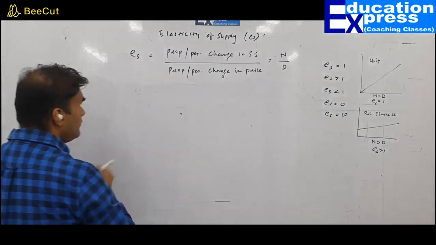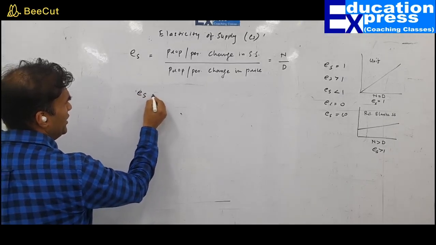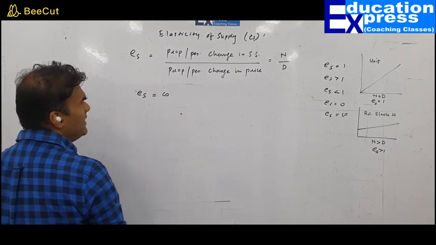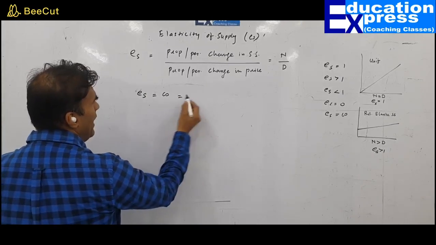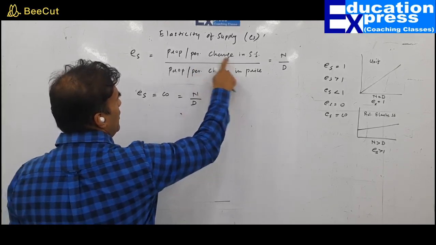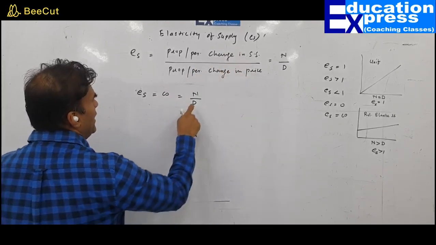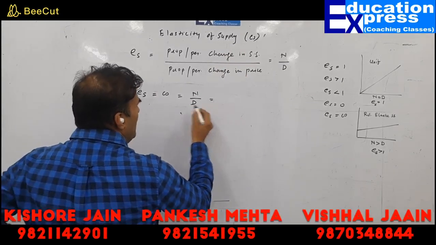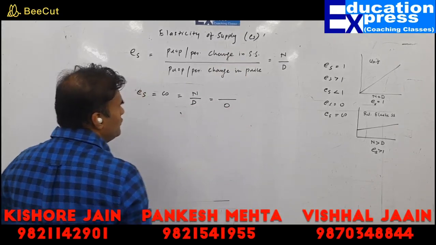So the last concept, elasticity of supply, is infinity. Now how do we prove this as infinity? You know that elasticity of supply is numerator upon denominator, where numerator stands for proportionate change in supply and denominator stands for proportionate change in price. I can get infinity only when the denominator is 0.